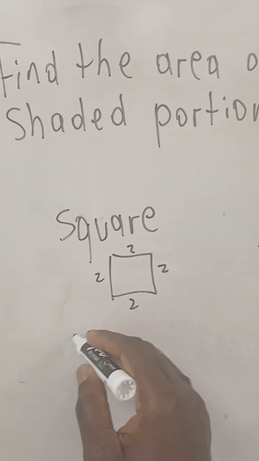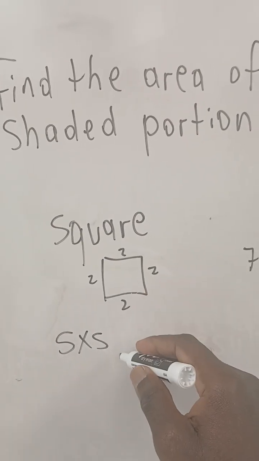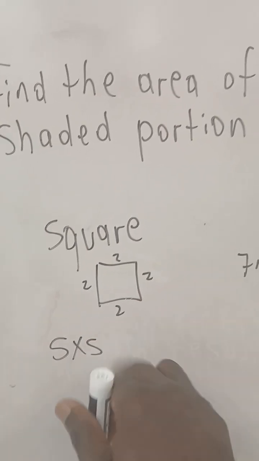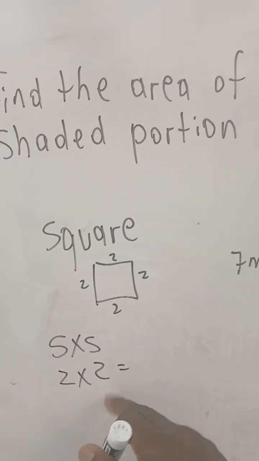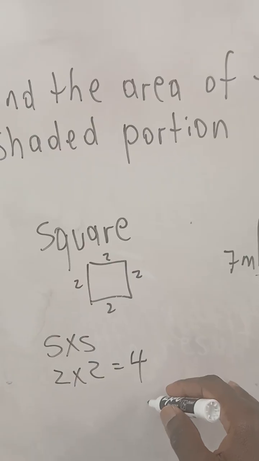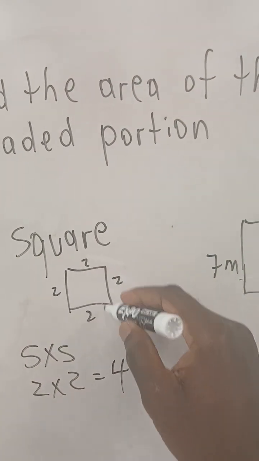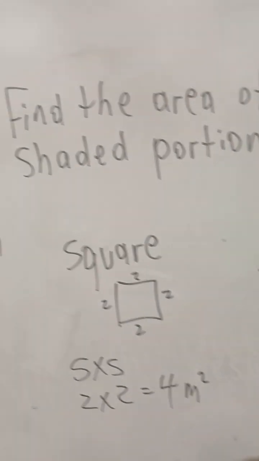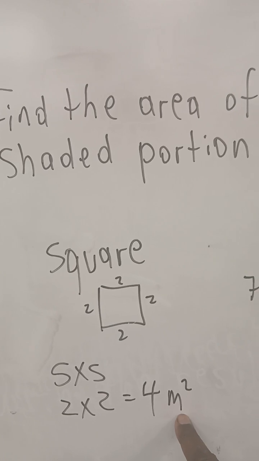The area of a square is side times side. And that is going to be what? One side is 2, so it's going to be 2 times 2. And 2 times 2 equals what? 4. And when we're finding the area, it's always squared. So it's meter square. Meter is the unit of measurement they're using, right? So it's meter square, right?